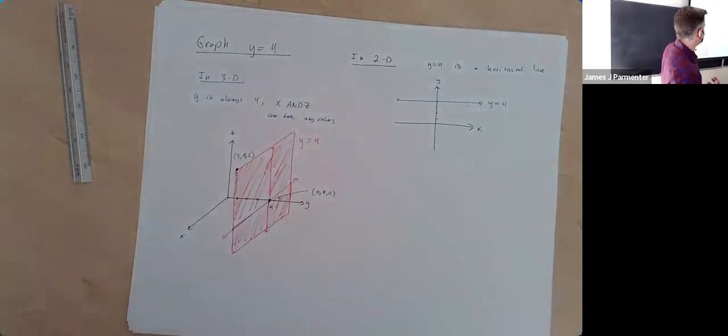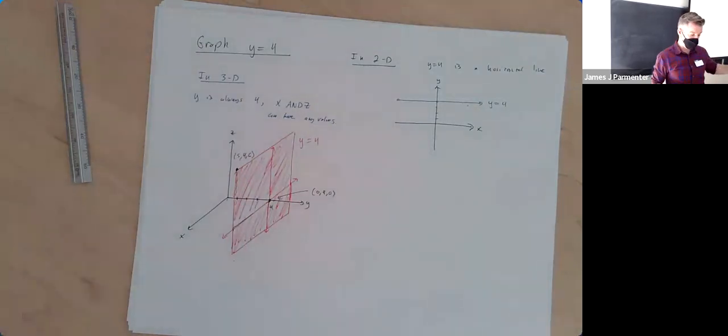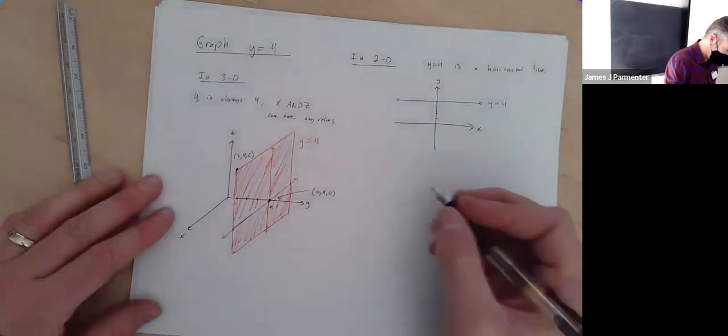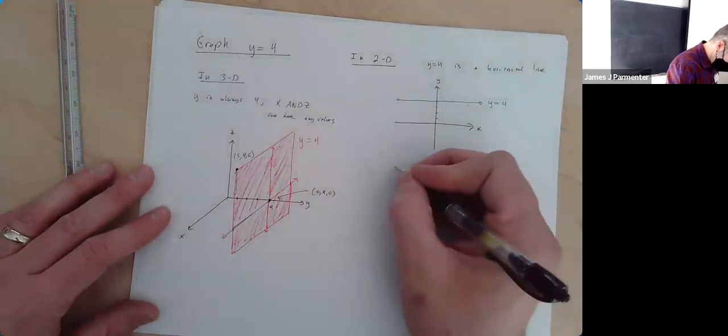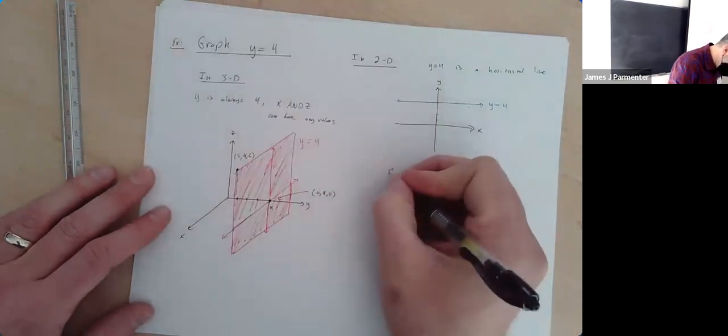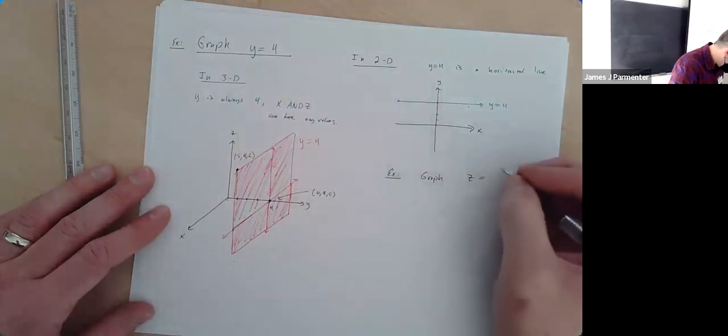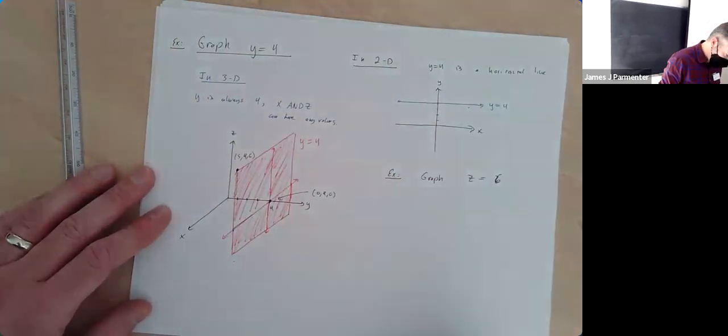Basically, whenever you have one variable equal to something, you're getting a plane. Specifically, you're getting planes that are parallel to the standard planes, the XZ plane, the XY plane, or the YZ plane. So for example, I like to try and label things somewhat. If I want to graph instead something like z equal to 6, well, same idea.